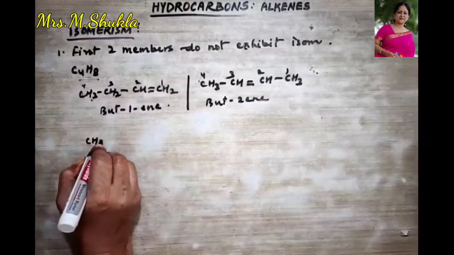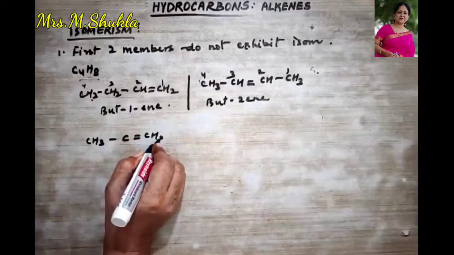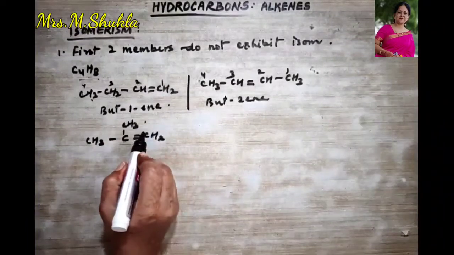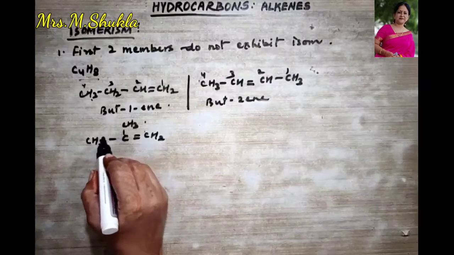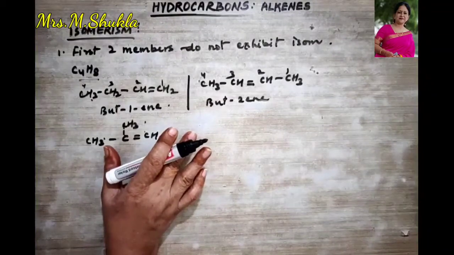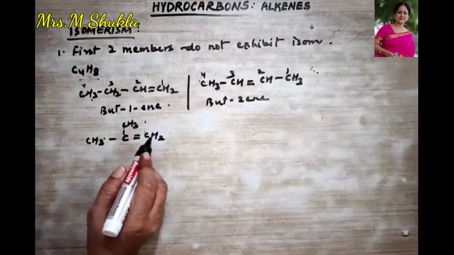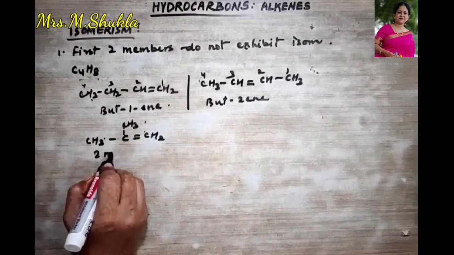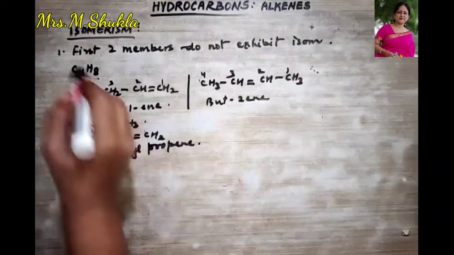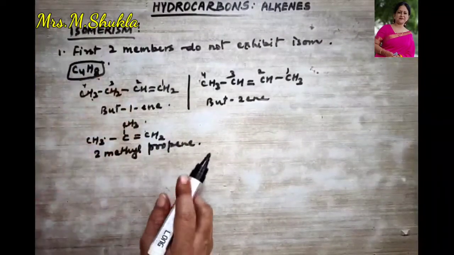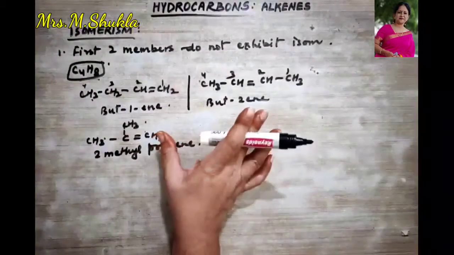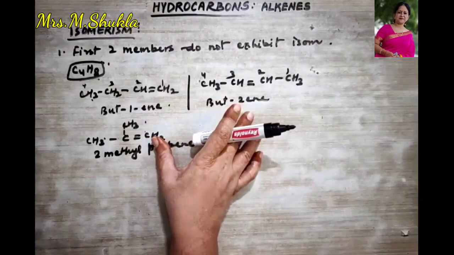Then let me draw another one. It could be CH3, C double bond CH2, and if I write CH3 here, now look at this: 1, 2, 3 and the branch 4. There are 4 carbon atoms and 8 hydrogen atoms, right? What do we name this? This is 2-methylpropene. So what did we see? From the third member onwards we can observe isomerism in alkenes. I hope this point is very clear.